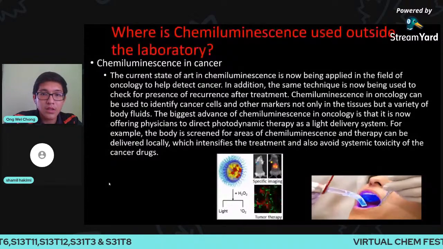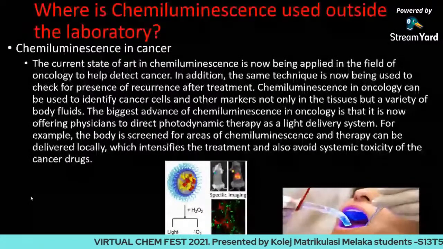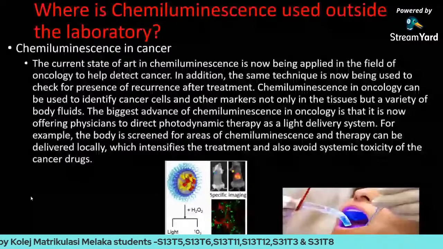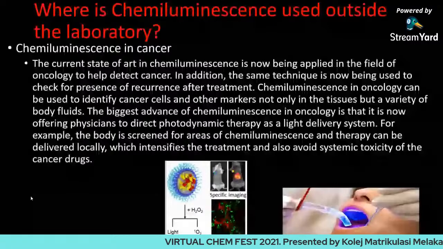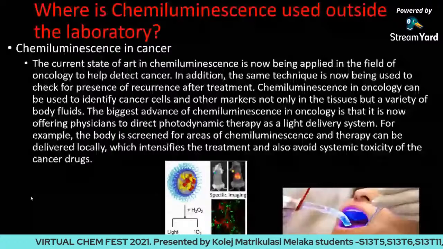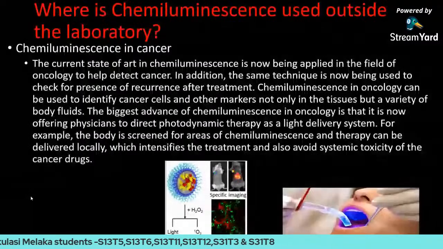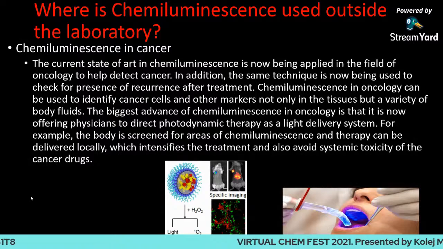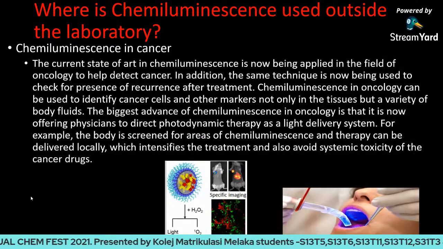Okay. So the last application of chemiluminescence that we will explain is its application in cancer. In the older days, you would come to the doctor, and the doctor would say, "Oh, ma'am, sorry, you have cancer," maybe lung cancer. And then the doctor would want you to do treatment. But the problem is the doctor doesn't know the specific location of your cancer cells. So chemiluminescence helps the doctors to know the exact location of your cancer cells in order for you to receive the treatment.